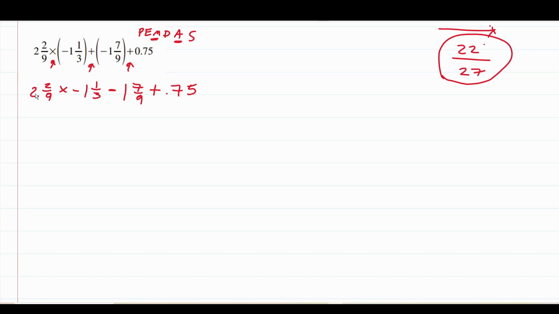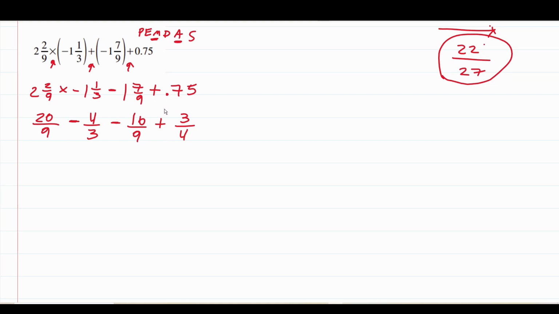To write this mixed number as an improper fraction, we're going to do 2 times 9, which is 18, plus 2, that's going to be 20 over 9 minus, and let's do the same thing here. 1 times 3 is 3 plus 1 is 4, so this is 4 over 3 minus 1 times 9 is 9 plus 7, that's going to be 16 over 9 plus 0.75, you should know, is the same as 3/4.